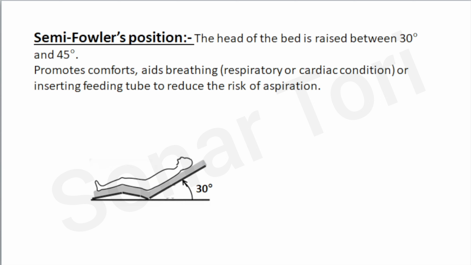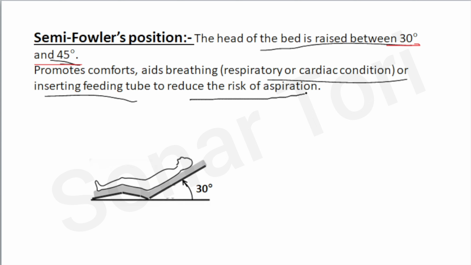When the head of a person or the bed is raised between 30 to 45 degrees, this specific position is called semi-Fowler position. It helps promote comfort, aids breathing, especially in respiratory or cardiac conditions, or when inserting feeding tubes, to reduce the risk of aspiration. See this image, the head of the bed is raised up to 30 degrees. So this position is called semi-Fowler position.